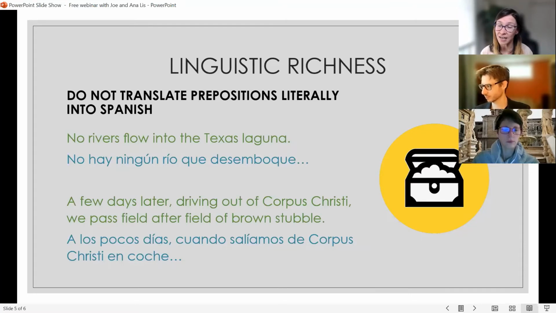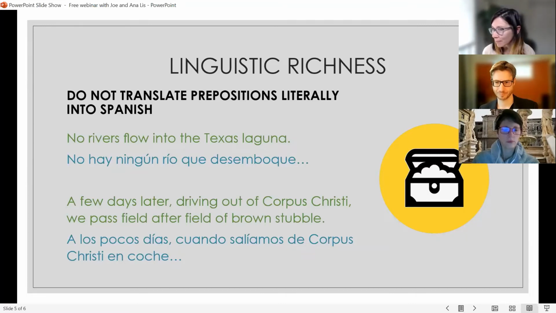So when we find prepositions in English, please try to not translate them literally. So I'm going to give you very easy, quick examples. No rivers flow into the Texas Laguna. So you have a phrasal verb, flow into. A phrasal verb is made up of a verb plus a preposition, or more than one, can be 2 up to 3, 4 prepositions even in English. So flow into is a phrasal verb. And yeah, you can translate this as "no hay ningún río que fluya hacia la Laguna, Texas."